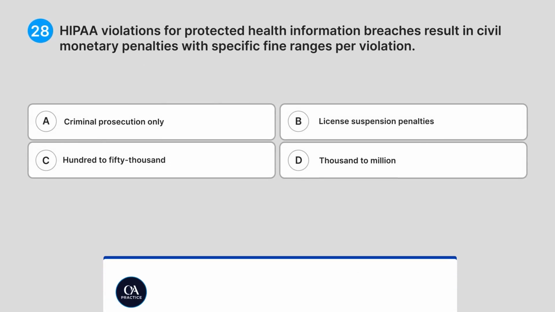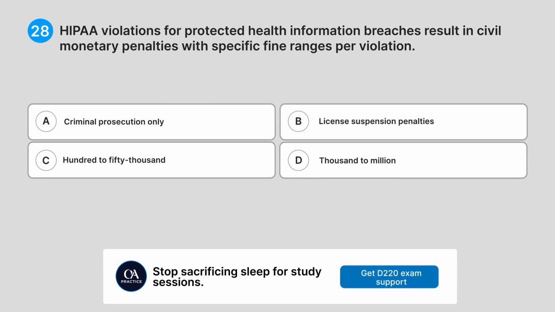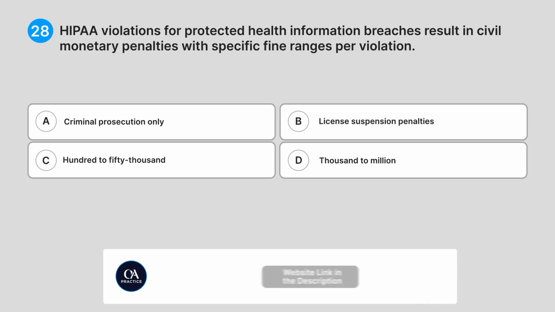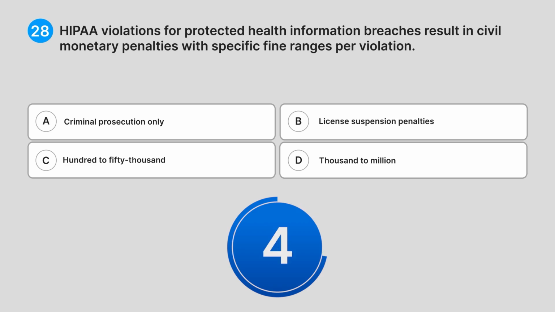28. HIPAA violations for protected health information breaches result in civil monetary penalties with specific fine ranges per violation. A. Criminal prosecution only. B. License suspension penalties. C. 100 to 50,000. D. 1,000 to million. Do you know the answer?